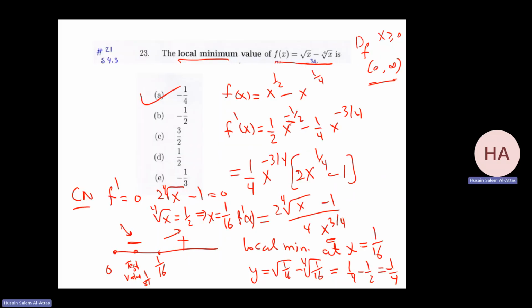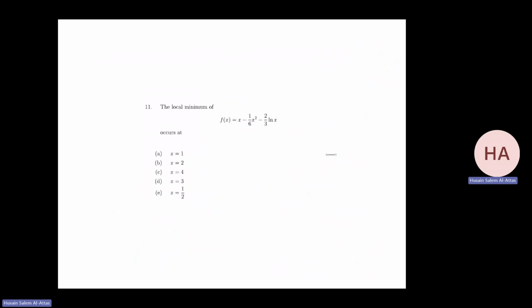We finish this question. Now we'll go to the next one. He wants the local minimum of this function, so I need the x values where you have the local minimum. Okay, so first we'll find the domain. What's the domain of the function? I need x to be positive.